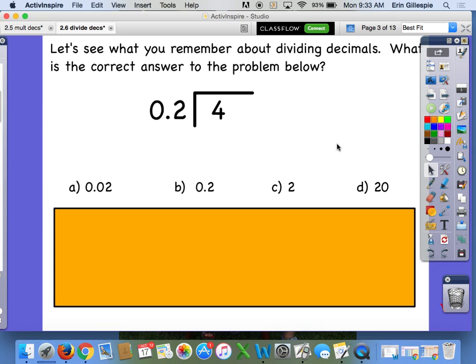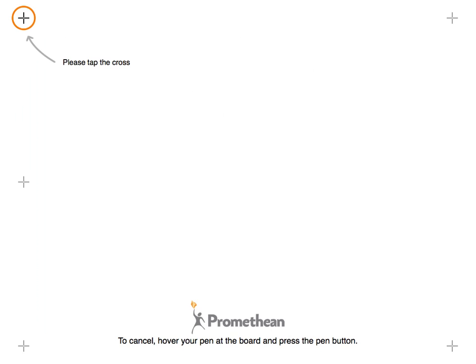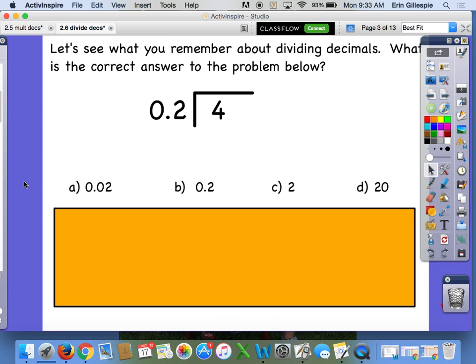Guys, this is your lesson for 2.6. Oops, looks like I'm going to have to calibrate here. But if you look at your notes, you'll see the slide that's going to disappear here for a minute. What I want to do is see if you guys remember how to divide decimals or not. So take a look at this problem. There, you can see it now.